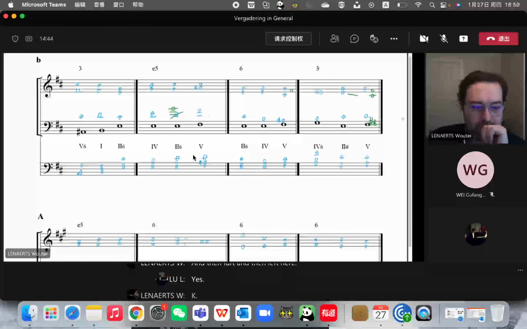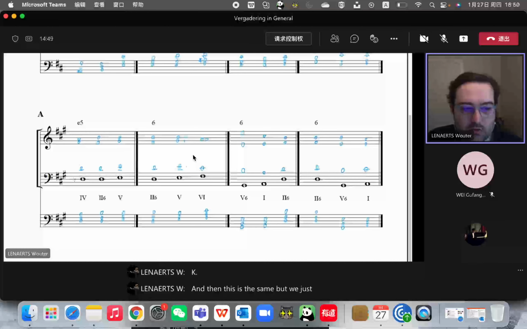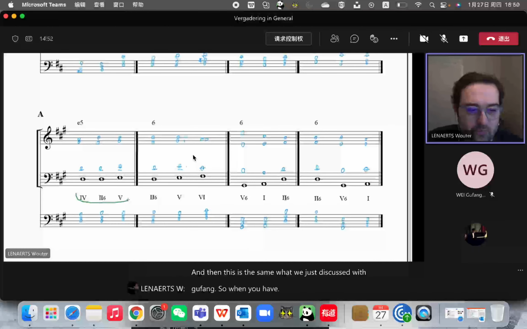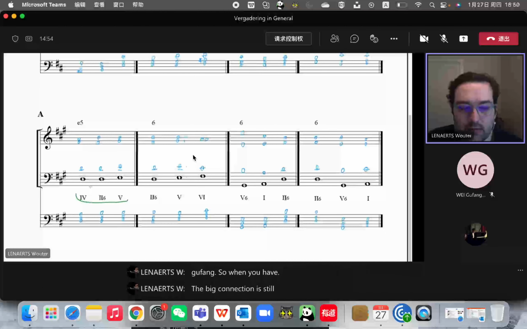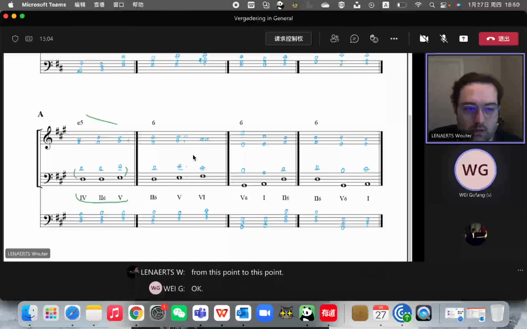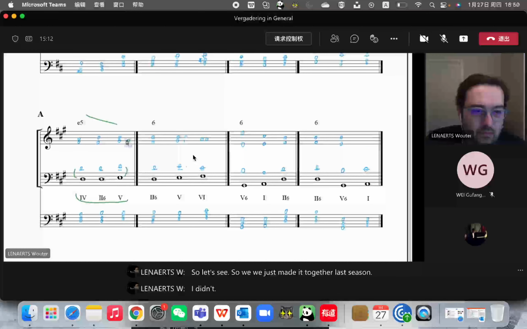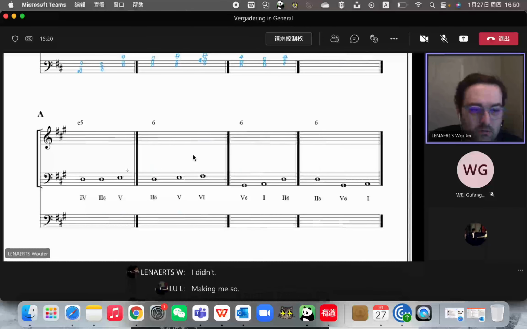Okay. And then this is the same that we just discussed with Gouffin. So when you have the big connection, still 4-5, we need the contrary motion from this point to this point. So la si sol. Right. Mi si mi sol. Mi si mi sol. Very good.